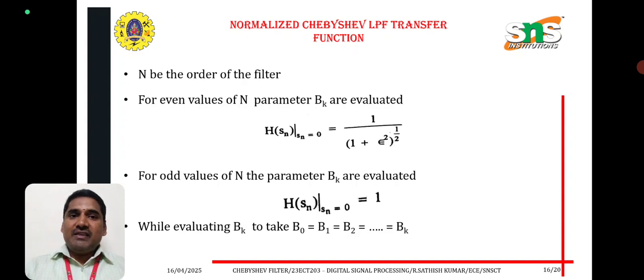Next, N be the order of the filter. For even values, how to calculate bk: when Sn is equal to 0, H(Sn) = 1 / (1 + ε²)^(1/2). For all values of N, the parameter bk can be evaluated so that H(Sn) at Sn = 0 is equal to 1. By evaluating bk, take b0 = b1 = b2 up to bk.